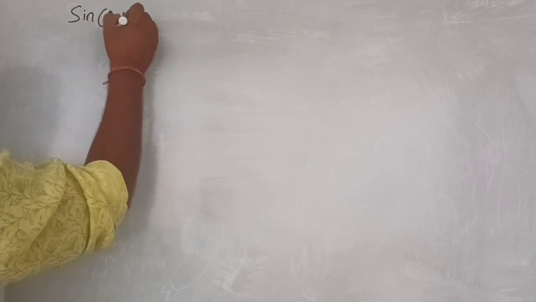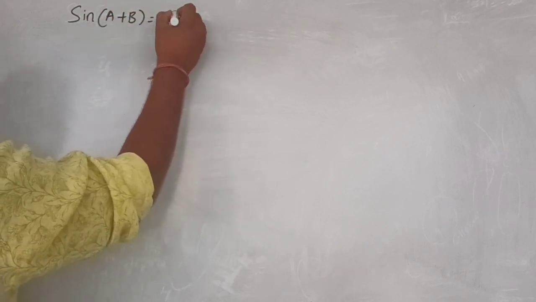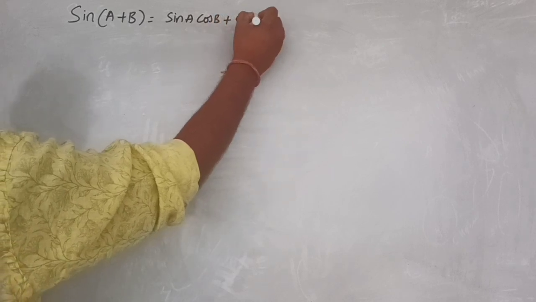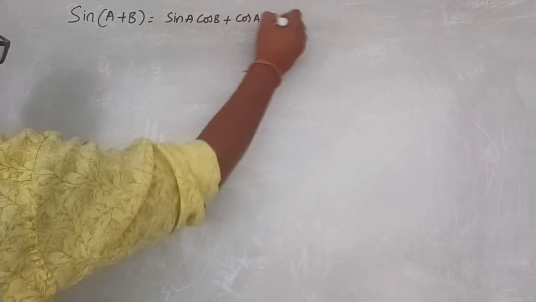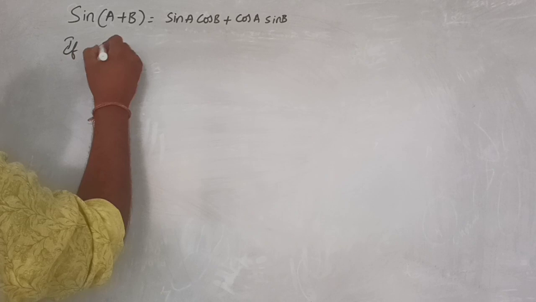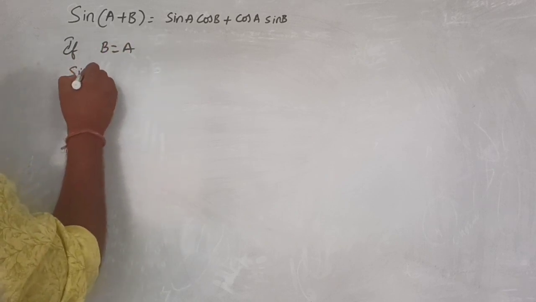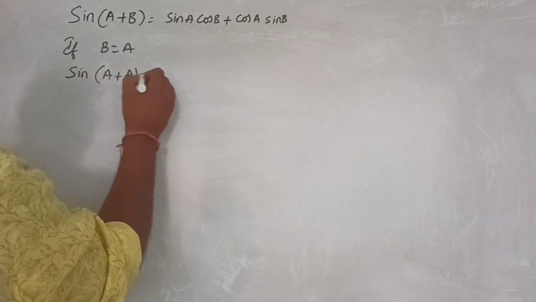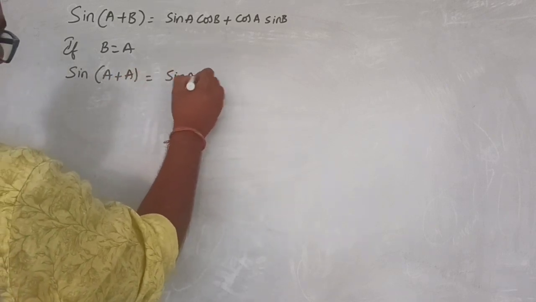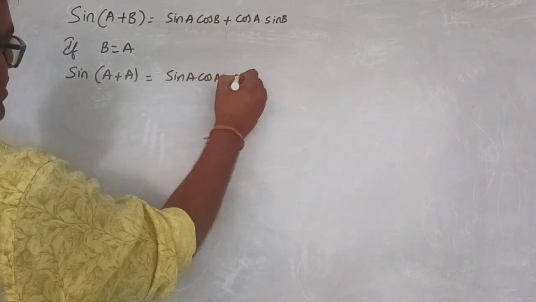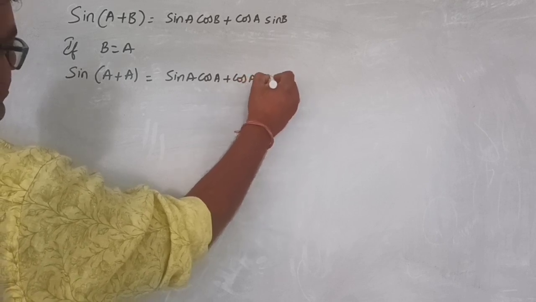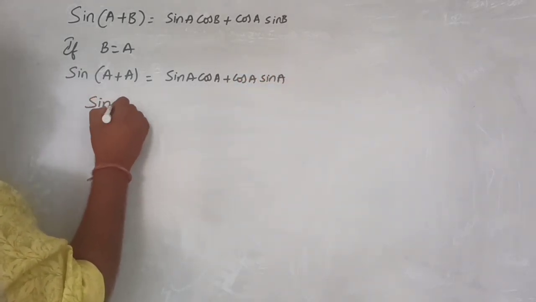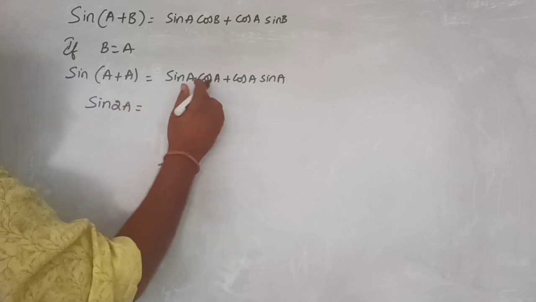Sin of a plus b is equal to sin a cos b plus cos a sin b. If b is equal to a, then in place of b we can write a, so sin a cos a plus cos a sin a. So here sin of a plus a, which is sin 2a, is equal to sin a cos a.